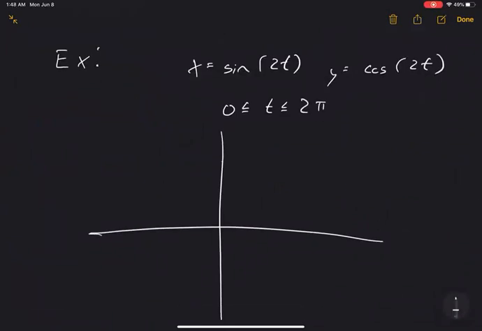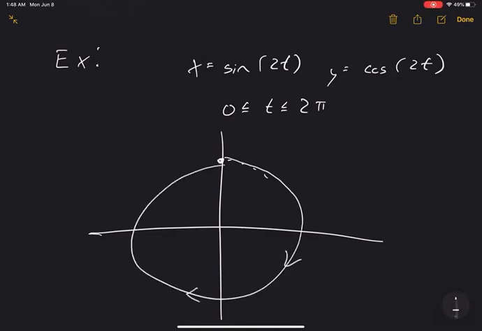It would actually start up here. And as time increased, which way would it be moving? Moving this way. Okay. So it would be a circle going around this way.